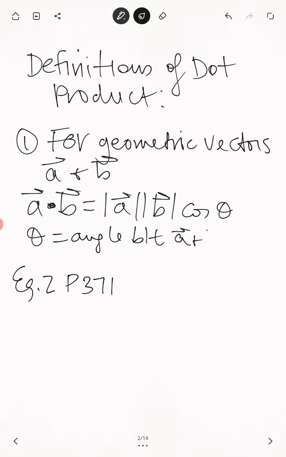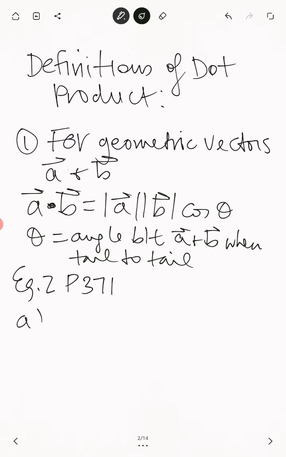So this is different than adding the vectors when they go tip to tail. When tail to tail. And you'll see what that looks like in a minute in example 2, which I'm going to do now. So I'm looking at example 2 on page 371 in your textbook.